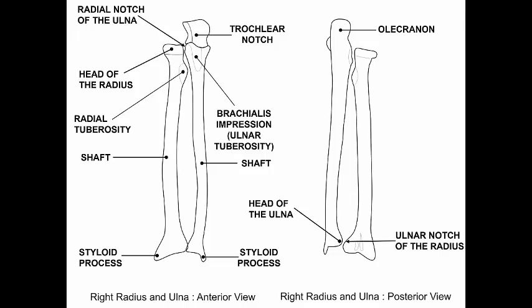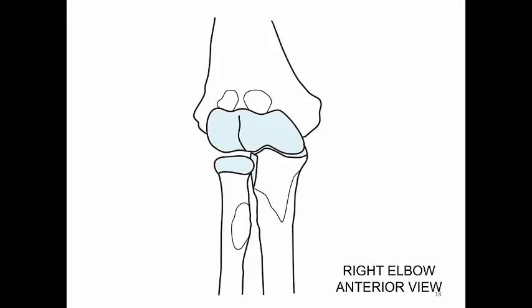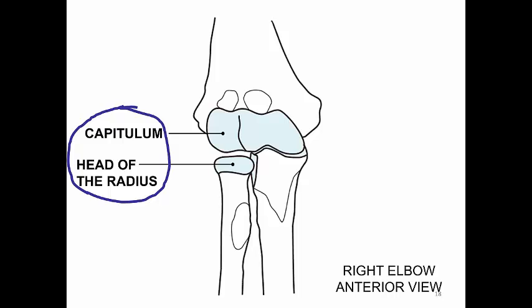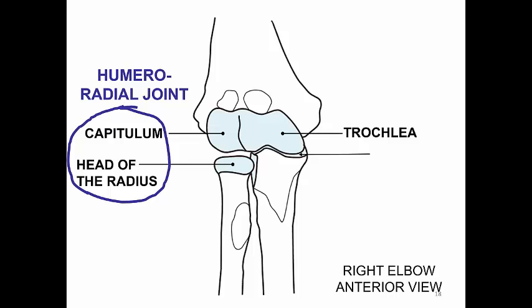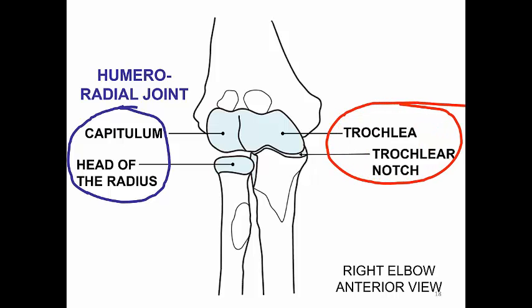If we look at the posterior view of the ulna and radius, there is a very prominent projection of bone at the proximal end of the ulna called the olecranon, and that forms the point of your elbow. If we have a closer look at the articulations formed at the proximal end of the radius and the ulna, we see that it's the capitulum of the humerus that articulates with the head of the radius, and together they form the humeroradial part of the elbow joint. On the medial side, the trochlea of the humerus articulates with the trochlear notch of the ulna to form the humero-ulnar component of the elbow joint.